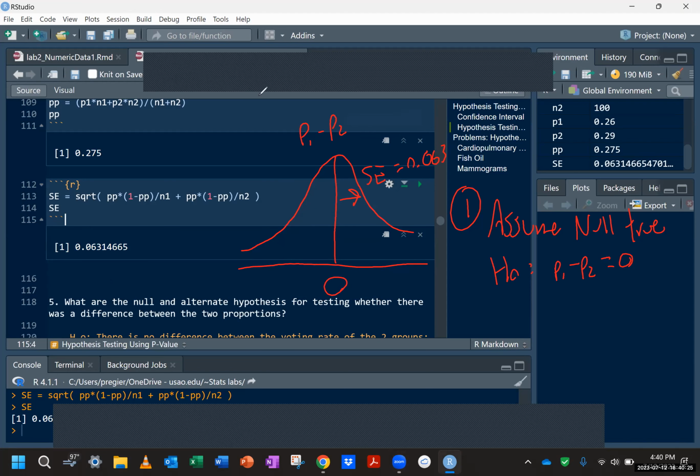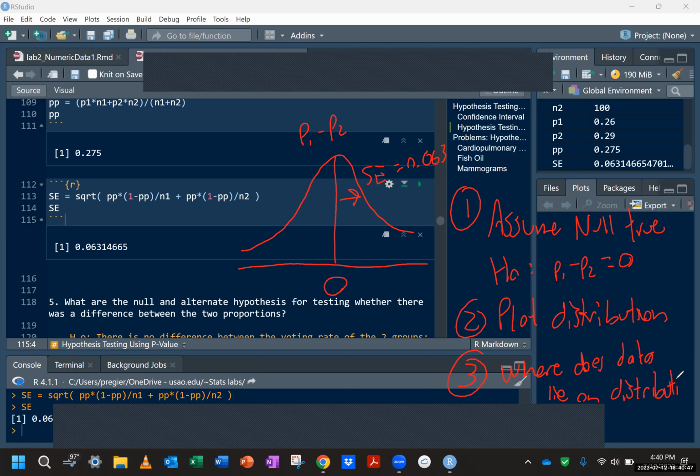So the second step was plot the distribution that results from assuming that, your sampling distribution. And 3, where's our data? Where does the data lie on a distribution? Just like before, we have to put where this data lies.